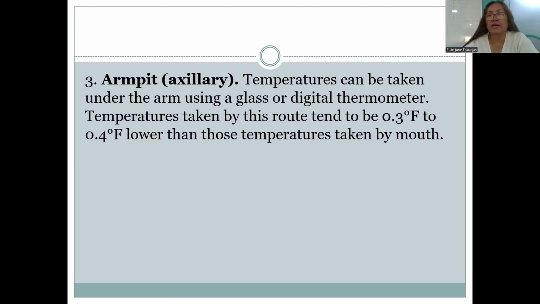The next is through the armpit, or we call this axilla. Temperatures that can be taken under the arm using a glass or digital thermometer tend to be lower compared to those taken by mouth. And there are no special contraindications or considerations in taking the temperature through the armpit. You have just to clean the thermometer before using it. And after using it, you have to clean your thermometer.